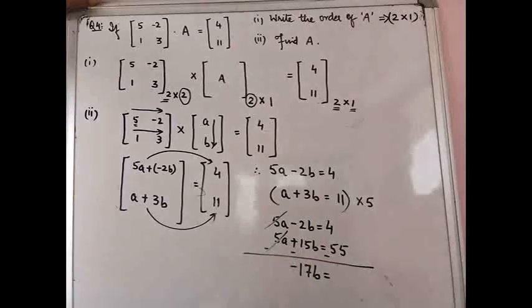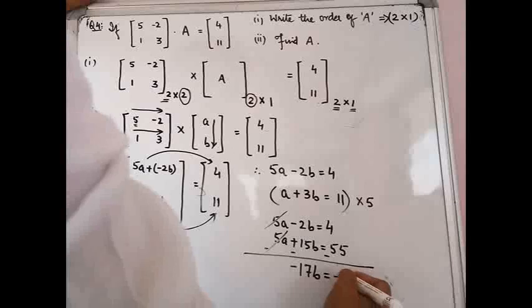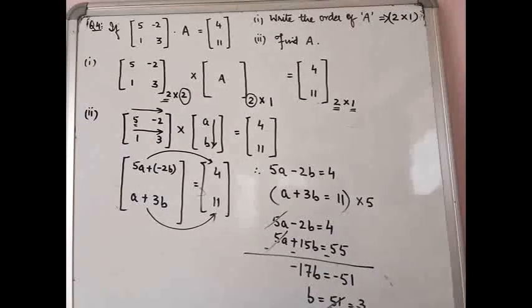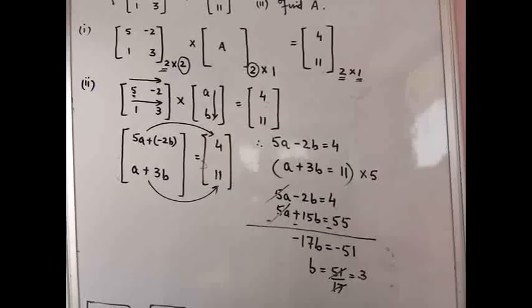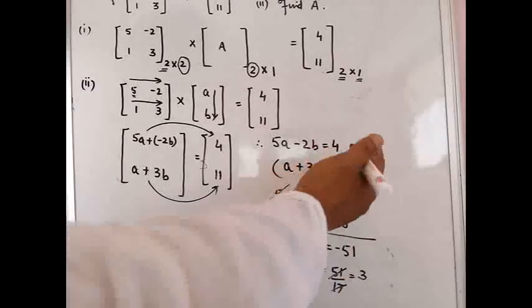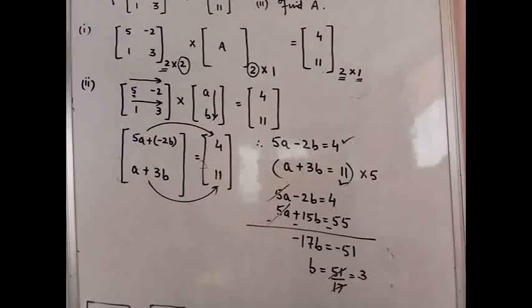Just be a little more careful with the sign thing. 4 minus 55 will give you minus 51. Minus and minus will get cancelled, so you will get B is equal to 51 upon 17, which is going to be 3. So once we have got the value of B, you can put this B value either in the first equation or in the second equation. You will get the value of A also.